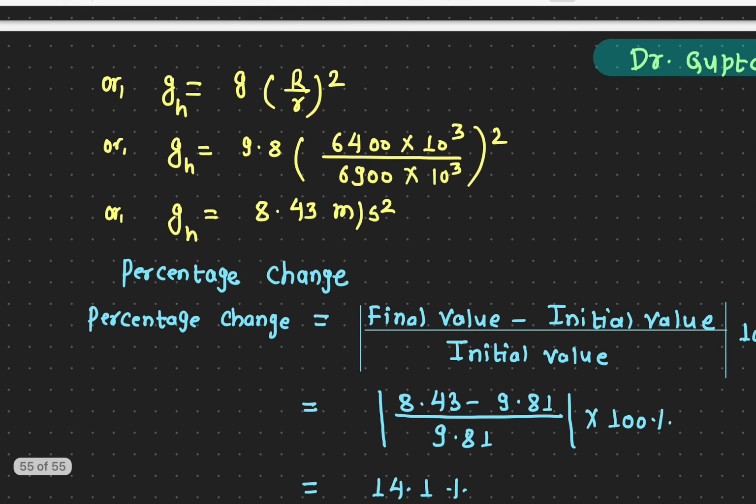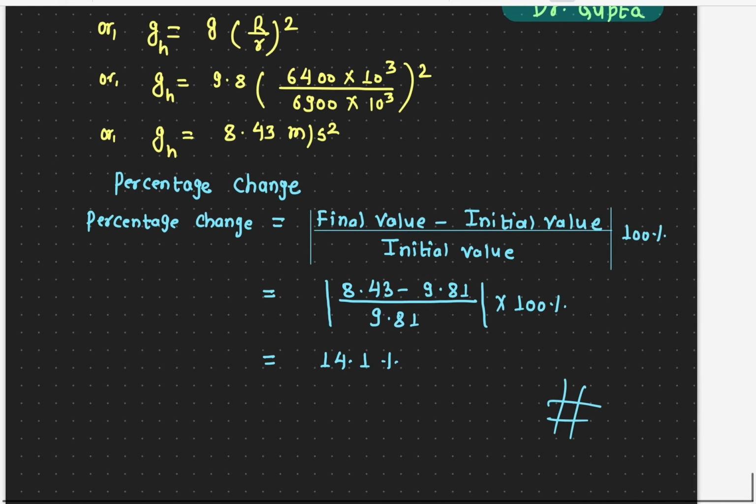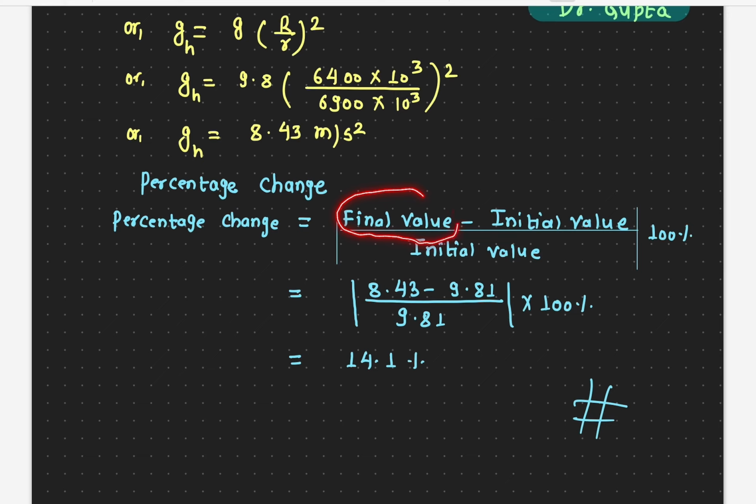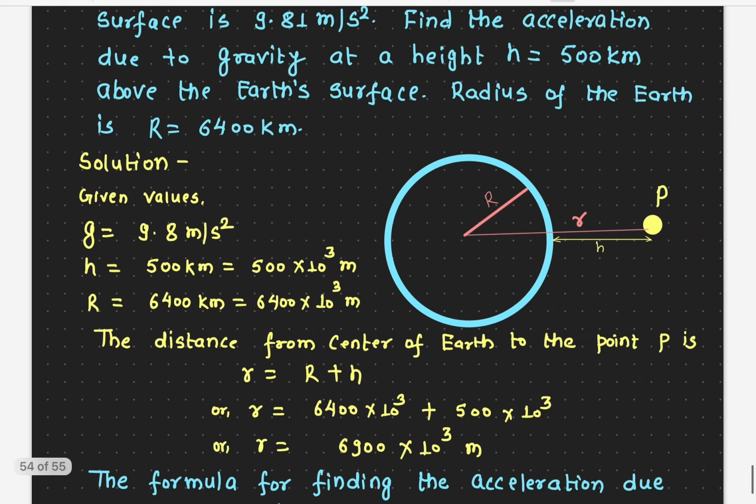But now let's calculate what is the percentage change. The equation for percentage change is final value minus initial value divided by the initial value. The final value, which is at a height of 500 kilometer, is 8.43. The initial value we have measured as our reference value is on the Earth's surface, which is 9.81. So if you plug in and solve for it, the number you will get is 14.1%. That means compared to the Earth's surface, the percentage change at a height of 500 kilometer is 14.1%.